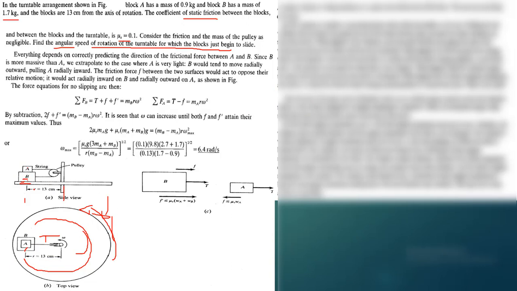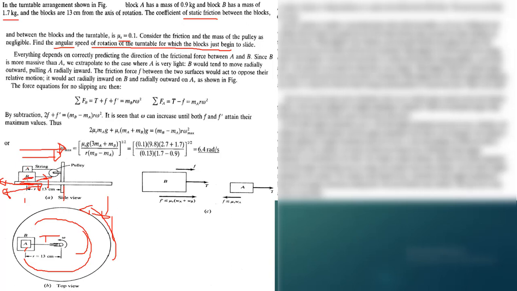For body B, it is moving that way. So it experiences two issues here. It experiences tension, which is in the opposite direction, the tension heading that way. But there is friction here below due to B and the turntable. Because this body is moving this way, there is friction moving in the opposite direction.